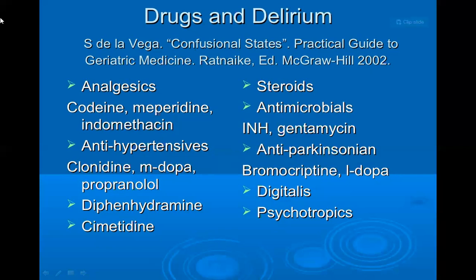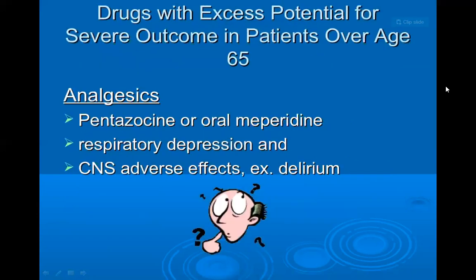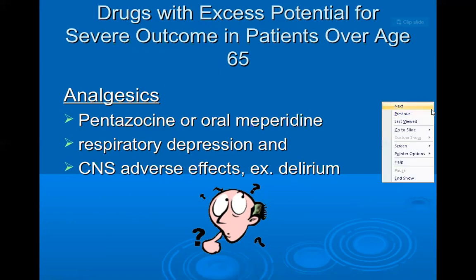Then psychotropics. We also have to give a psychotropic drug to patients who are having the problem of delirium. Then next is drugs with excess potential for severe outcome in patients over age 65. So we have to avoid analgesics like meperidine because of respiratory depression and CNS adverse effects, for example delirium.